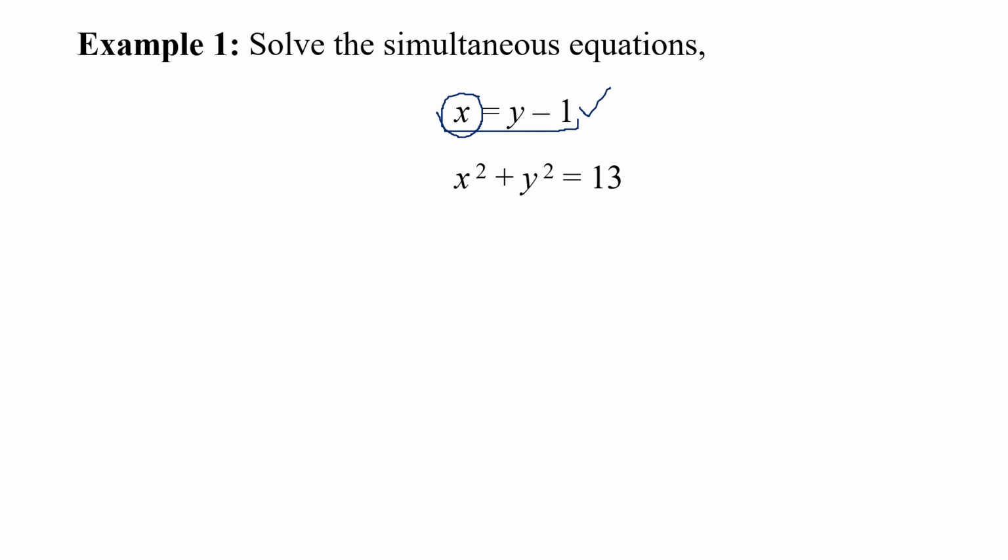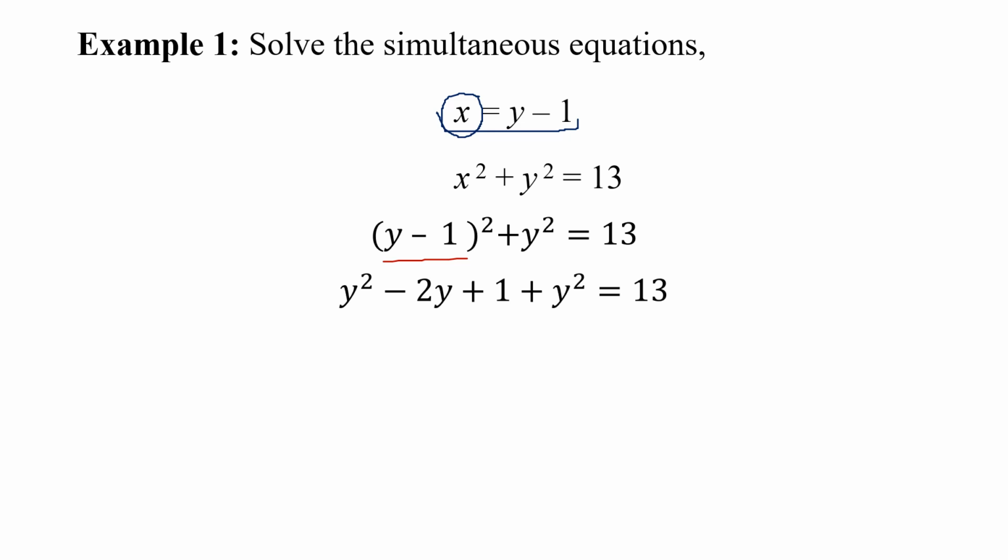So we are going to rewrite equation 2 but in terms of y only, like this. The whole of this in the brackets, y minus 1, is x, so it's x squared plus y squared, which is equal to 13. Let's remove the brackets and simplify. We get y squared minus 2y plus 1 plus y squared, which gives 2y squared minus 2y. Then taking 13 to the left hand side, it will give us minus 12 after subtracting 13 from 1.